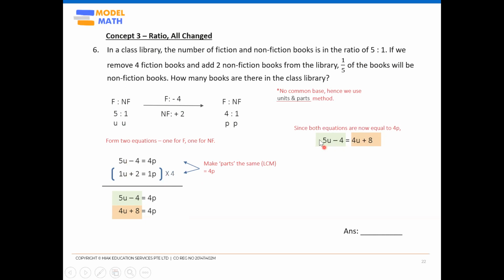From this equation, it's still a bit complicated, right? Still not so sure what to do. The reason is because there are 4 things now, 4 terms. 1, 2, 3, 4. You see, these are the 4 terms.